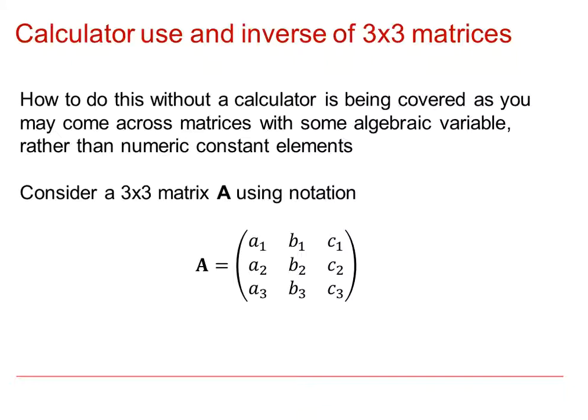So if we consider a 3x3 matrix A using the notation below, so A equals A1, B1, C1, etc. So the columns are A1, A2, A3, B1, B2, B3, C1, C2, C3. That's the convention we're going to be using.